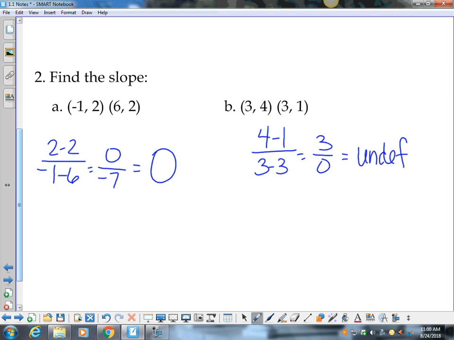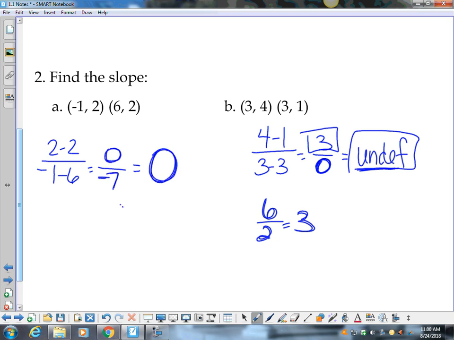The reason why, and I explained this in class, is that if you have 6 over 2, that's 3. The reason it's 3 is because 2 times 3 gives you 6. Well, guys, what can you multiply by 0 to get 3? Nothing. 0 times nothing will give you 3, and that's why this is undefined. Now come back and look at this one. Negative 7 times 0 is 0. That's why that one works.